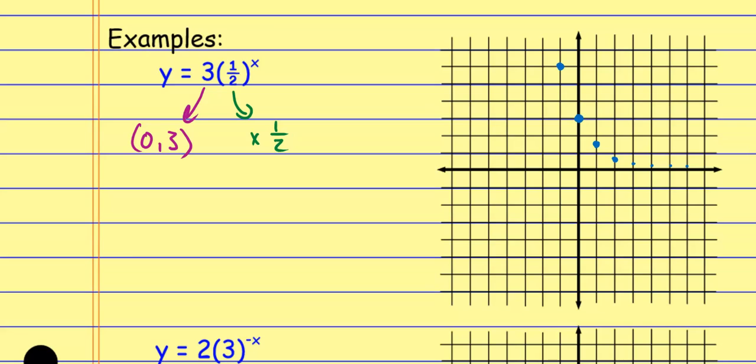And again, we're going to get closer and closer to that x-axis, but never actually touch it. Okay? So again, this is exponential decay. I could tell right away by the equation because the b value is between 0 and 1, but I can also tell by looking at the graph because the values are decreasing. It's going down as I continue to move towards the right.